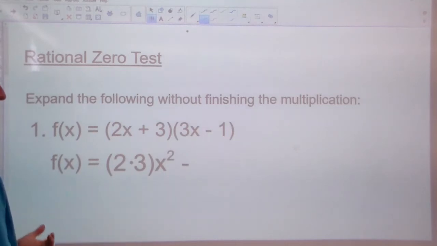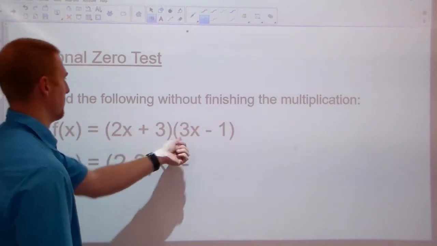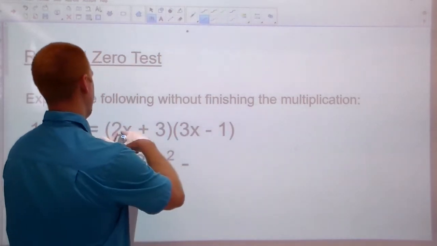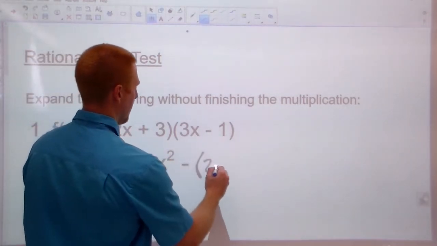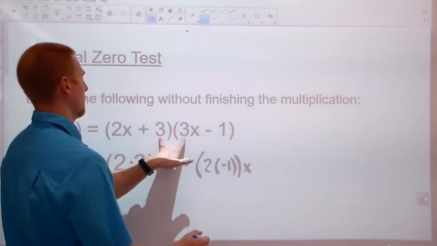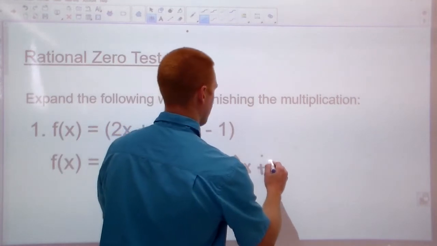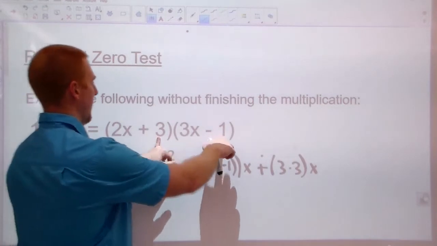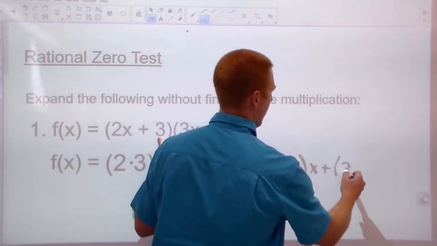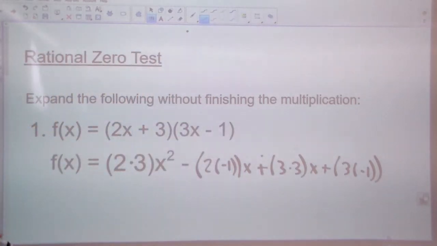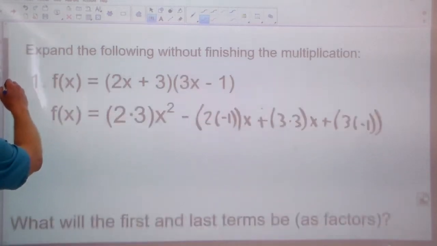and I've asked you to leave it in an unfinished multiplication. So instead of saying 2 times 3 is 6, I'm writing that as 2 times 3 and I'm leaving it. So let's do the outside. That would be 2 times -1, and then that's going to have an x with it. This is going to be 3 times 3, so let's say plus 3 times 3 with an x. And then last times last is going to be plus 3 times -1. All right, I know that's probably not super clear why I would ask you to do something so silly, but now watch what's going to happen.